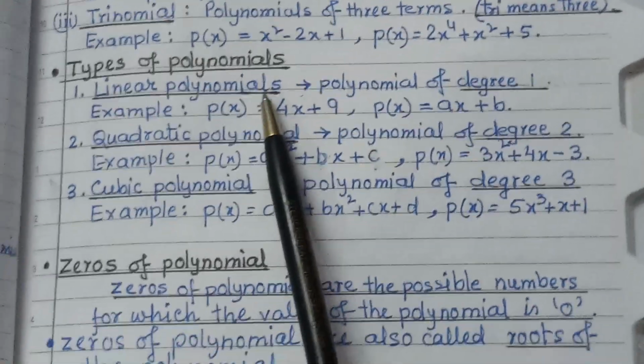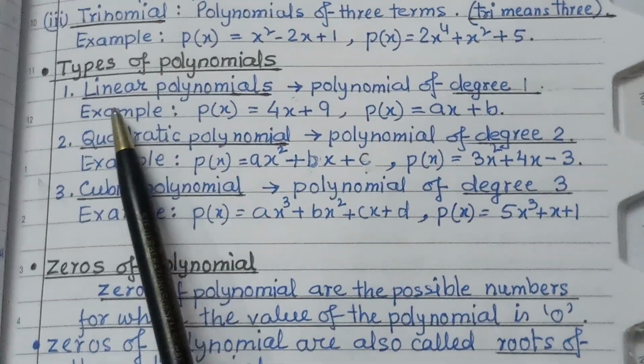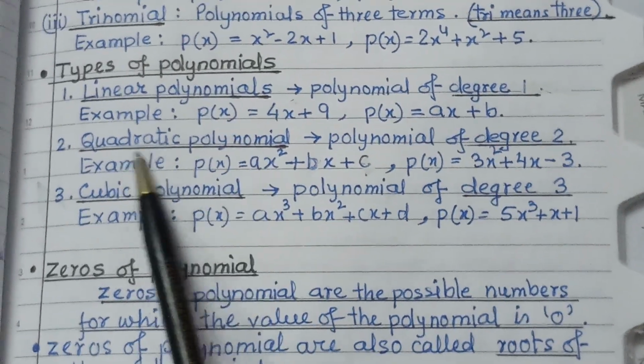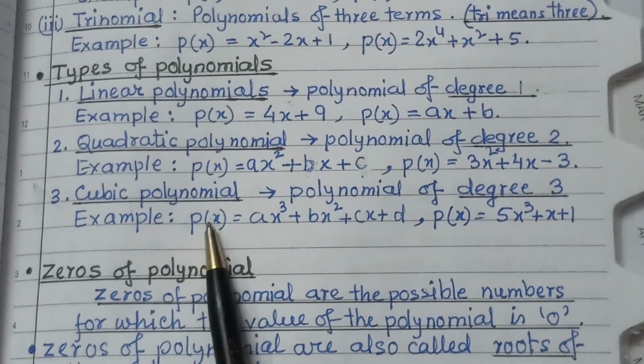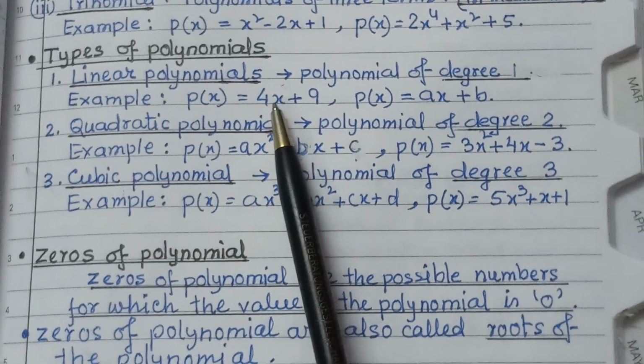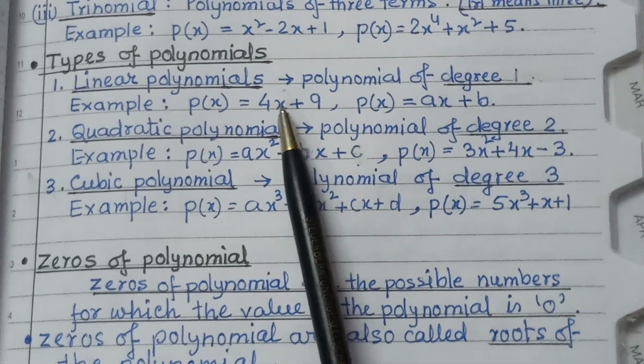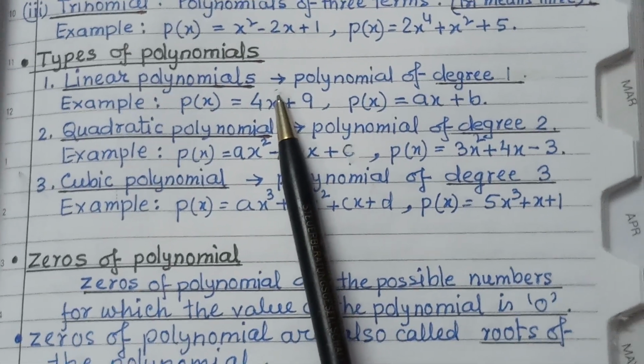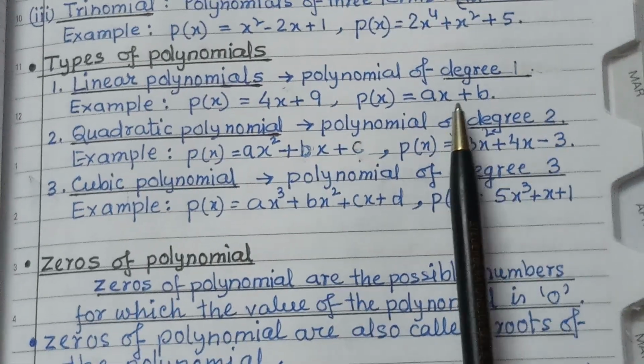Types of polynomials, 3 types: linear polynomial, quadratic polynomial and cubic polynomial. A linear polynomial is one where the exponent is only 1. It is called a linear polynomial.